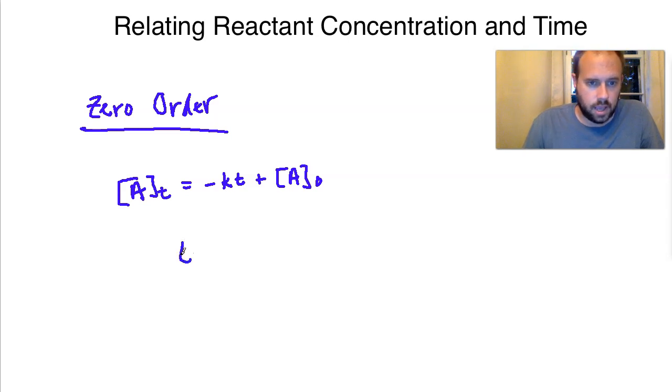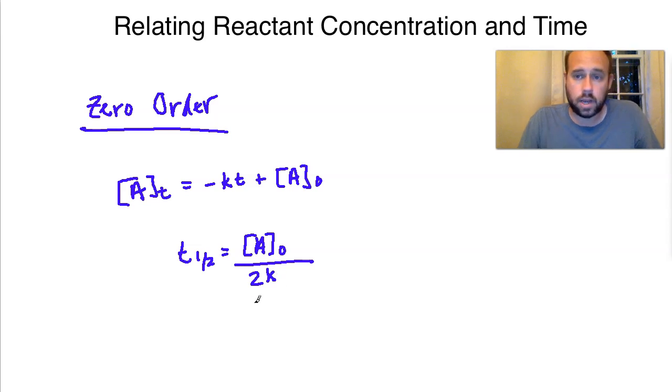And then the t 1/2 would be equal to the A naught over 2 times the rate constant. All right, so that is it. We are going to leave this lecture here as far as relating the reactant concentrations to time and how we can use that to tie into the rate constant.